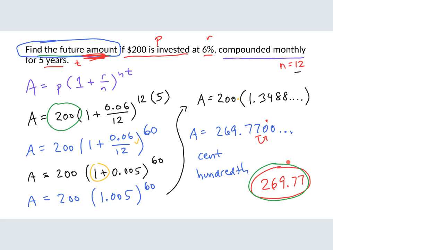Are there any questions about what we did there to find that future value using the formula for compound interest? Outstanding. Let's do another one.